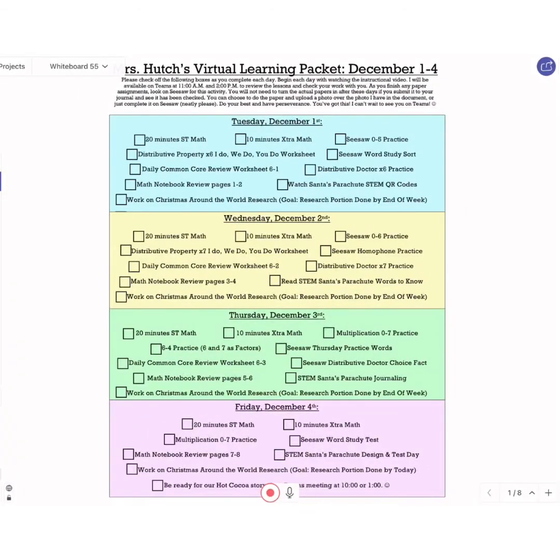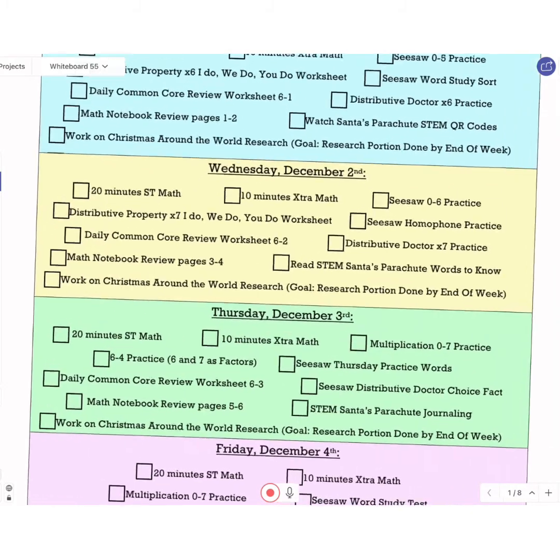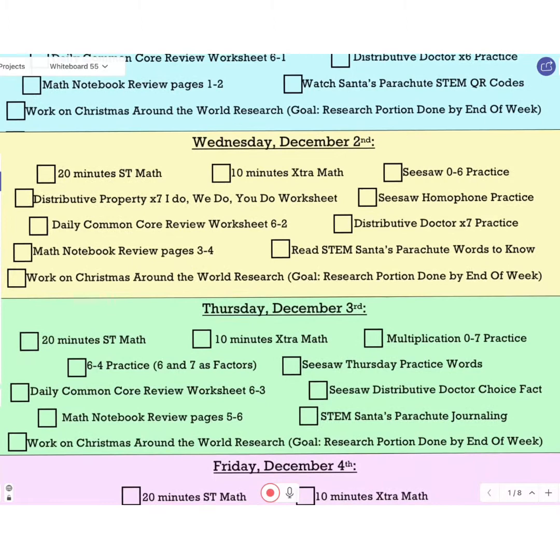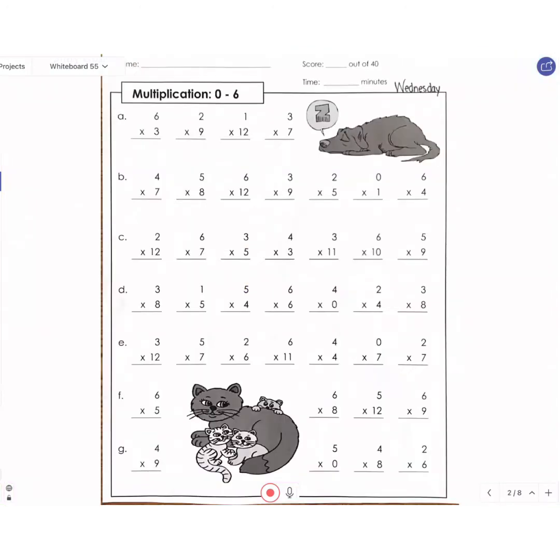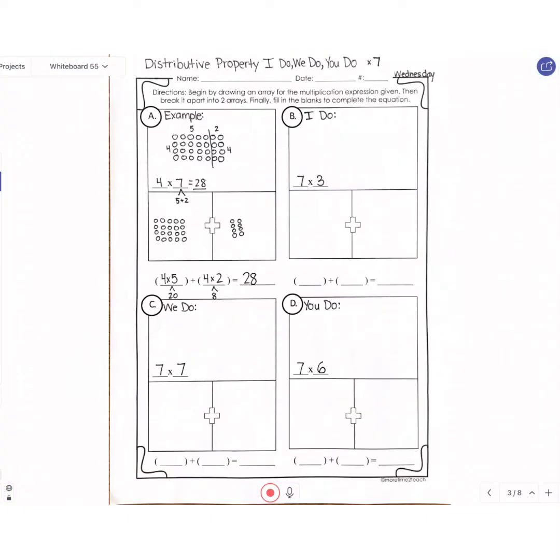All right, boys and girls, let's go ahead and take a look at Wednesday's checklist. So you're going to take out your packet. You're going to look at what you need to be completing for Wednesday, and that includes 20 minutes of ST Math, 10 minutes of extra math, your Seesaw 0 through 6 practice, which looks like this, just a practice of basic facts, and then distributive property I do, we do, you do worksheet. That's this, which I'll go over with you in a minute.